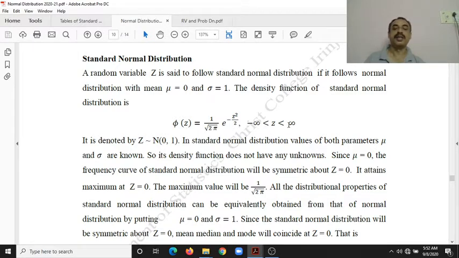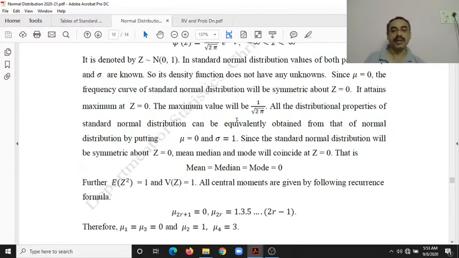It is clearly a normal distribution with mean 0 and standard deviation 1, and it is denoted by z follows N(0,1). We know that a normal distribution will be symmetric about x equal to mu. In the case of standard normal distribution, since mu is 0, this frequency curve of standard normal distribution will be symmetric about z equals 0.